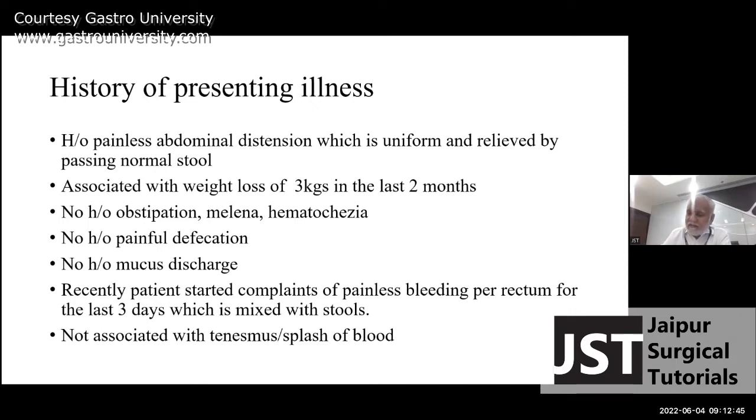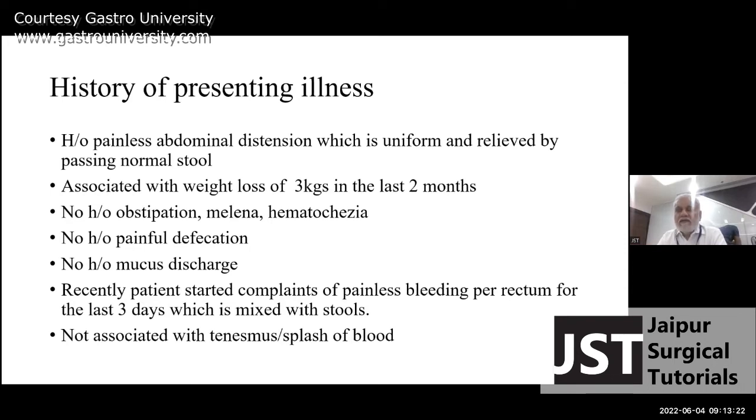So the reason is that these 4 cardinal features are classically present in distal small bowel obstruction. But if you have colonic or rectal obstruction, then there may not be vomiting. Similarly, if you have a very high small bowel obstruction, like a proximal jejunal stricture, or even gastric outlet obstruction, which is a type of intestinal obstruction, although we consider it separately, there may not be abdominal distension. So depending on the site of obstruction, these features may or may not be present.